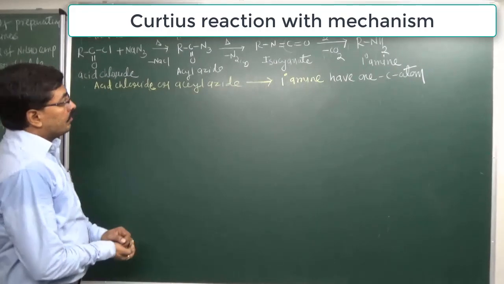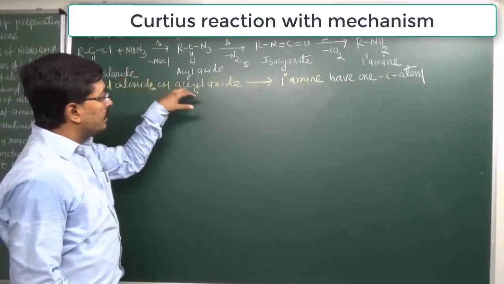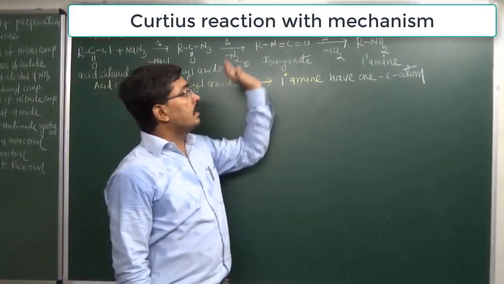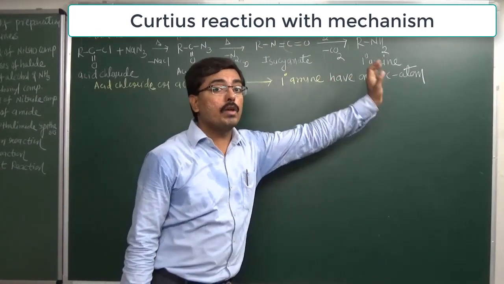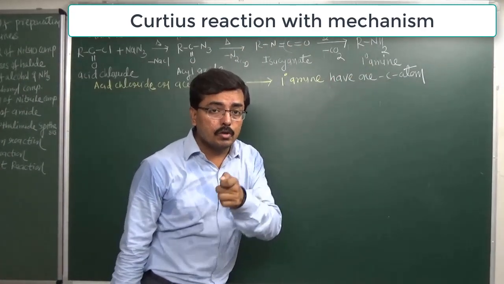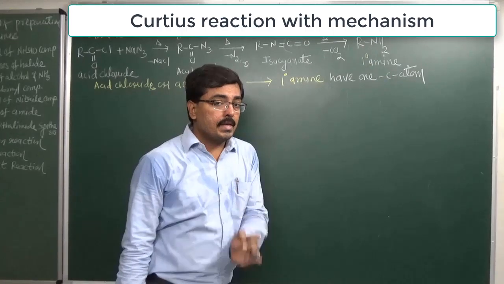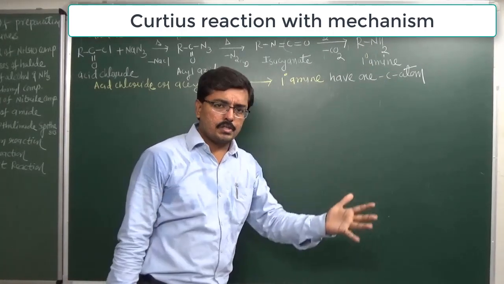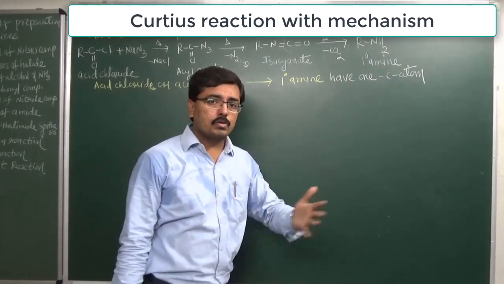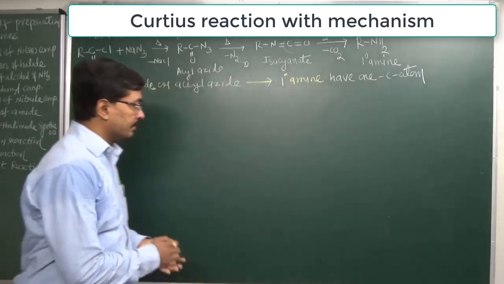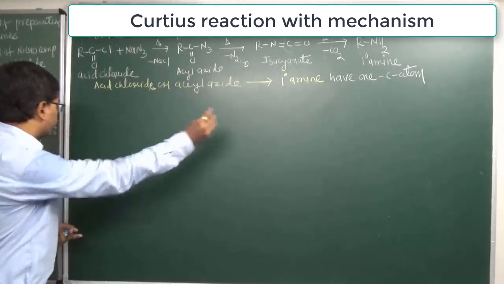Now, the question will arise: how is this acyl chloride converting into azide, converting into isocyanate, and how are we getting primary amine? Then you should focus on the mechanism. यदि आप mechanism जानते हो तो कोई भी questions IIT का हो, JAM का हो, NEET का हो, you can solve very easily. So focus on this mechanism.